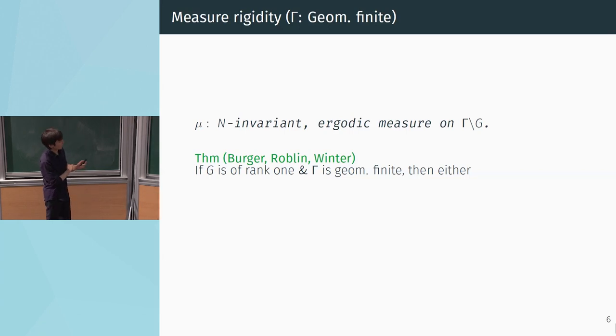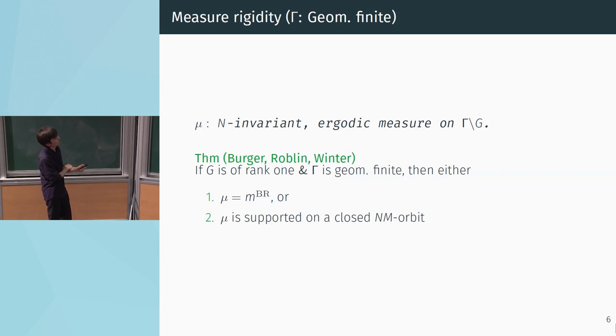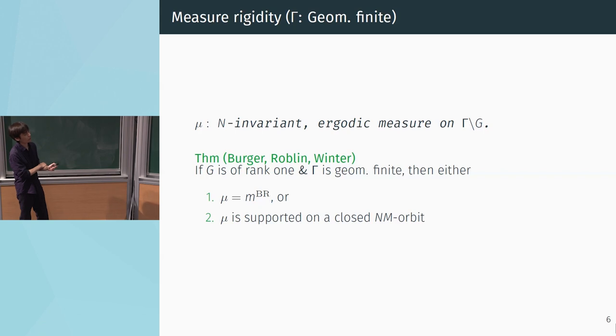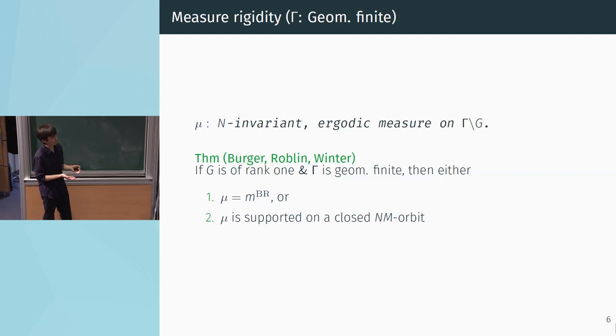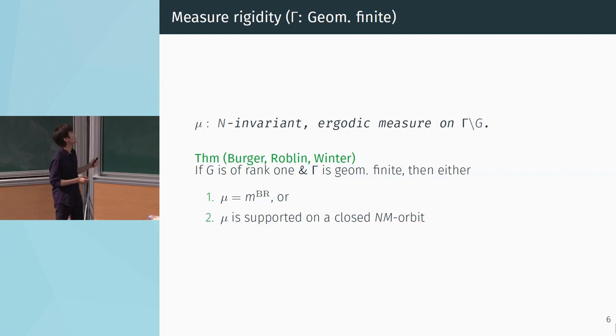If G is of rank 1 and gamma is geometrically finite, then the only such measures are Burger-Roblin measures. This is the notation for Burger-Roblin measure. Or otherwise, it's going to be supported on a closed NM orbit, where M is a compact group that normalizes N. This can happen when you have some horospherical orbit bounding a cusp, or a horospherical orbit that is not based at a limit point. These two cases are the only possibility.